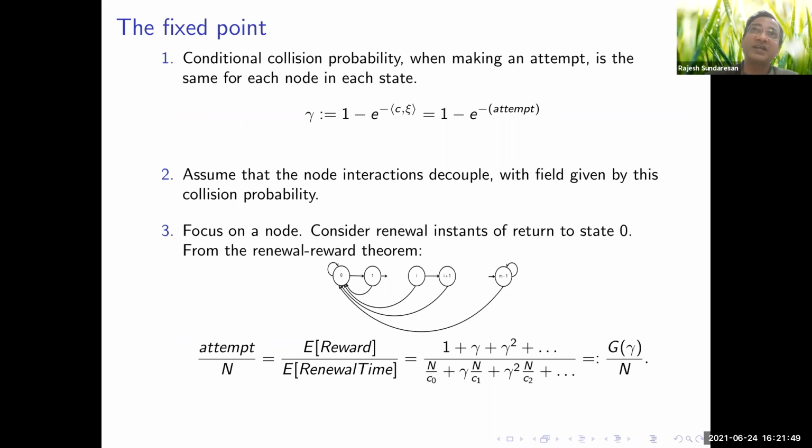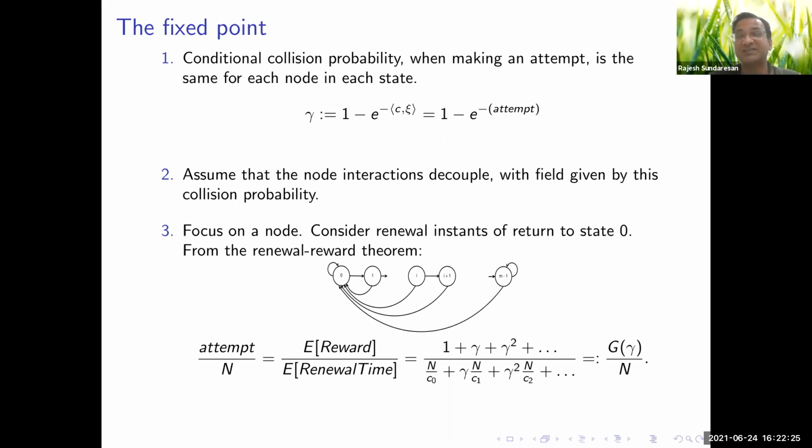One thing to recognize here, which eases the analysis, is to see that there are actually renewal instants in the evolution of this particular particle's trajectory. And one particular renewal instant could be when it returns to state 0. Every time a return to state 0 indicates a successful transmission, a new packet has come in, and then you go through a cycle. So you may try to transmit, you fail, you go to the next state, and so on. Ultimately, you succeed, and then you come back to state 0. And every time you come back to state 0 and start a new packet, that's like a cycle.